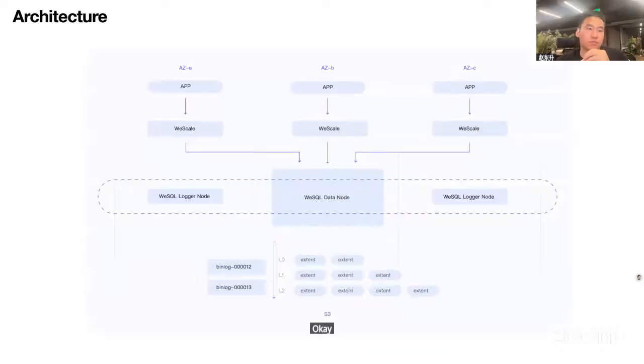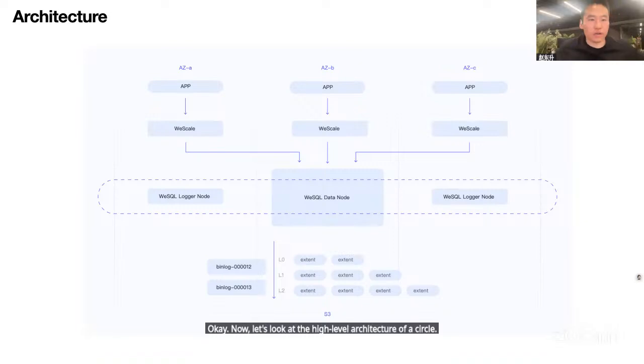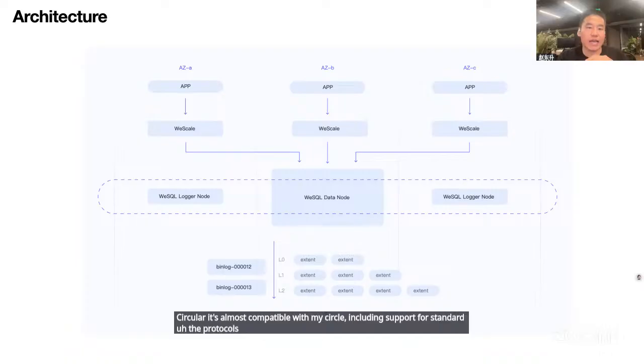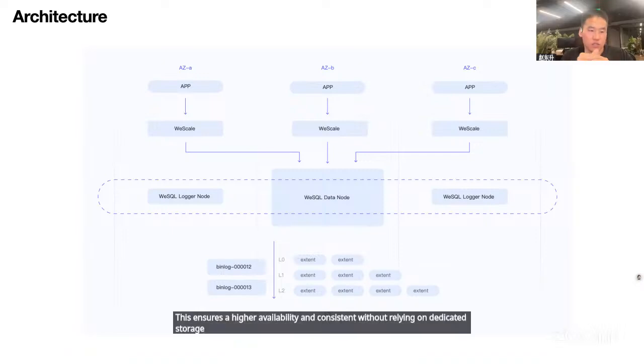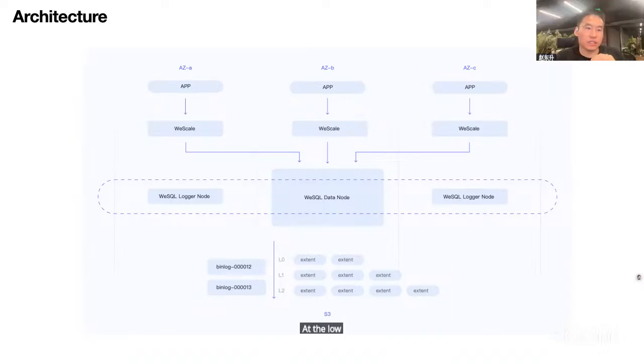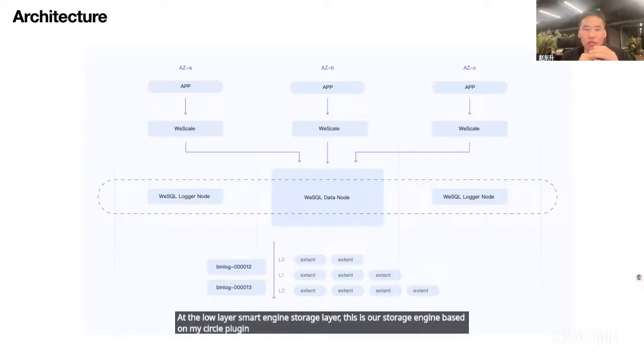Okay, now let's look at the high-level architecture of WeSQL. The SQL layer is almost fully compatible with MySQL, including support for standard protocols, tools, and MySQL clients. In the middle layer, the Raft-based replication plugin, write operations are replicated across nodes using the Raft protocol plugin. This ensures high availability and consistency without relying on dedicated storage clusters. And the lower layer is the Smart Engine storage layer. This is our storage engine based on the MySQL plugin storage interface, and I will talk about it later.